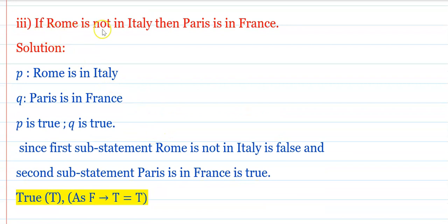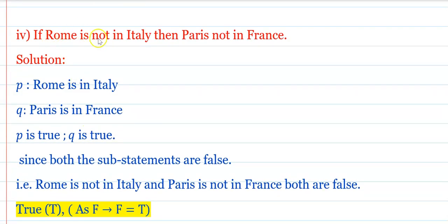Next, if Rome is not in Italy, then Paris is in France. Again, P means what? Rome is in Italy. Q, Paris is in France. P and Q are both true. Since the first sub-statement, Rome is not in Italy, is false, and the second sub-statement, Paris is in France, is true, that means F implies T. F implies T means what? True. And therefore the truth value of this statement, that is if Rome is not in Italy, then Paris is in France, is true. Okay. Next, if Rome is not in Italy, then Paris is not in France.